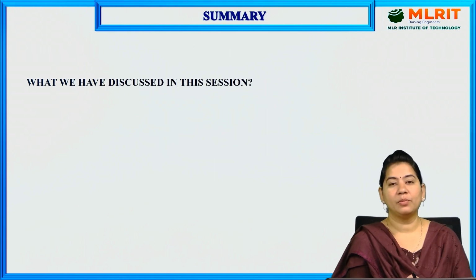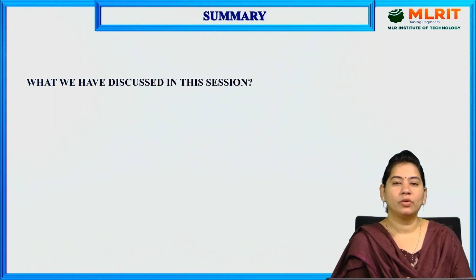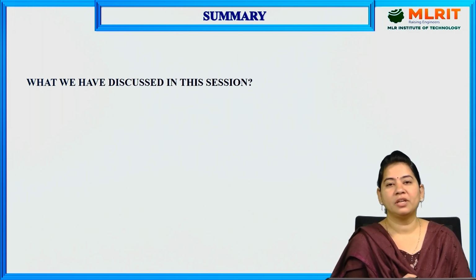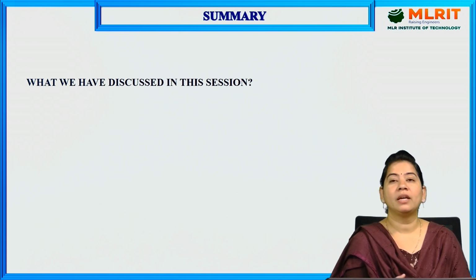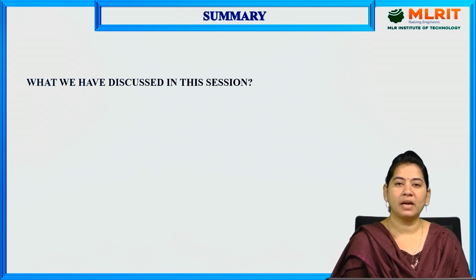So that's all about today's session. Today we have discussed the types of relations like universal relation, composite relation, complementary relation, compatibility relation. Like that we have discussed the types of relations and how to represent relations: representation of relations using graphs and representation of relations using matrices. That's all about today's session.